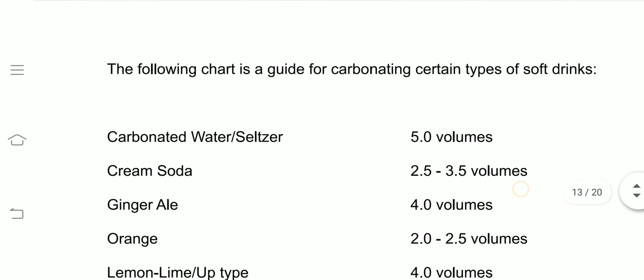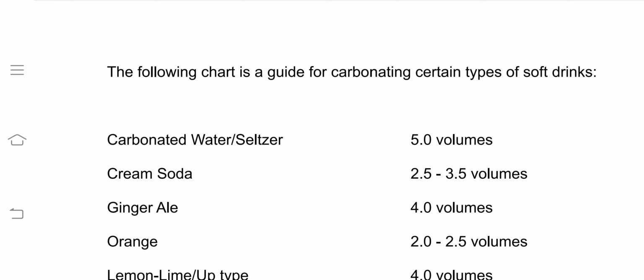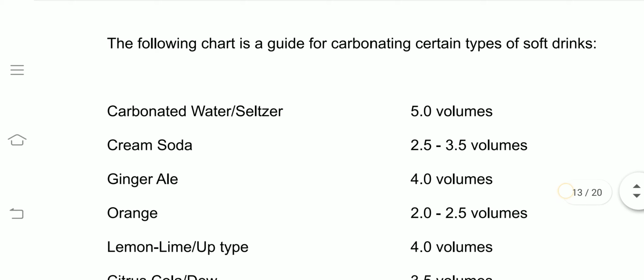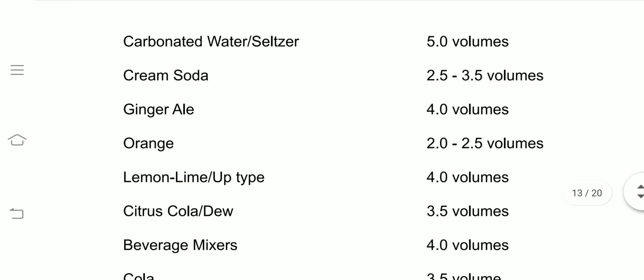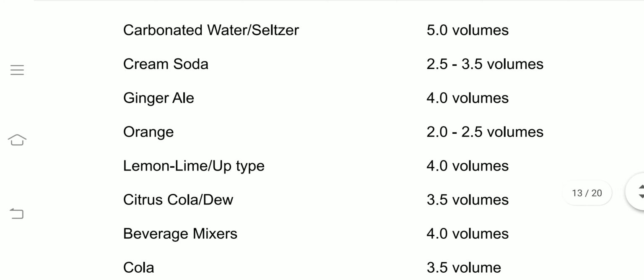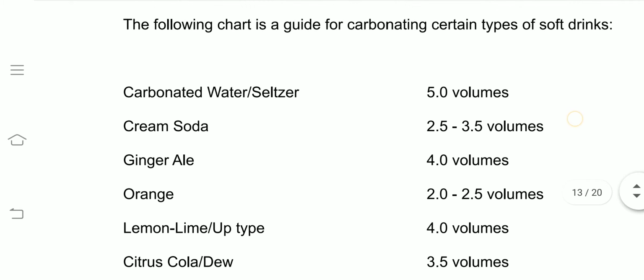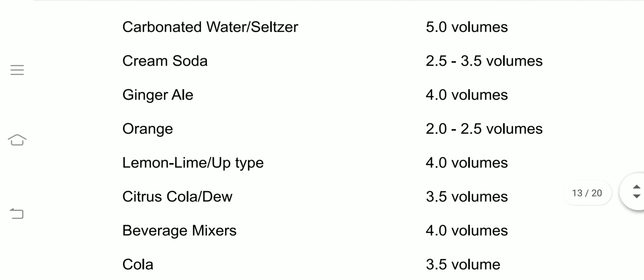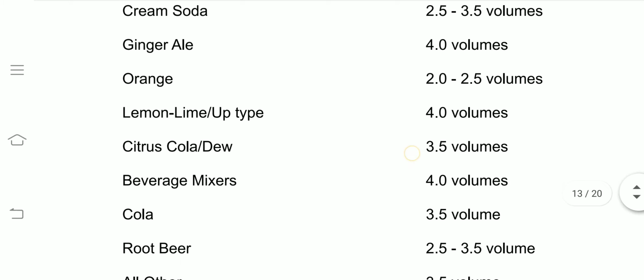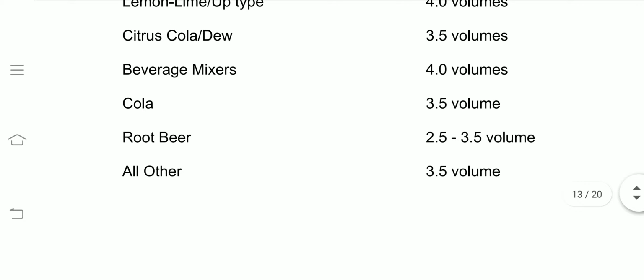Now this is the table or guide for carbonating certain types of soft drinks. So these are the carbonation levels. For carbonated water, 5% of the volume should be carbonated. Then cream soda, 2.5 to 3.5% volume should be carbonated. And for lemon or lime type, 4% volume should be carbonated.